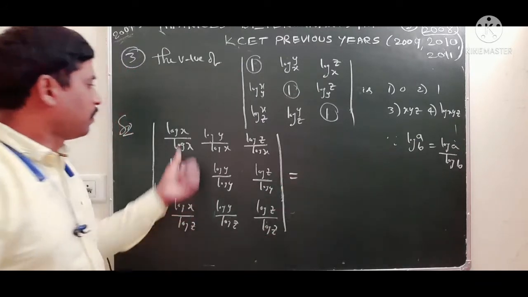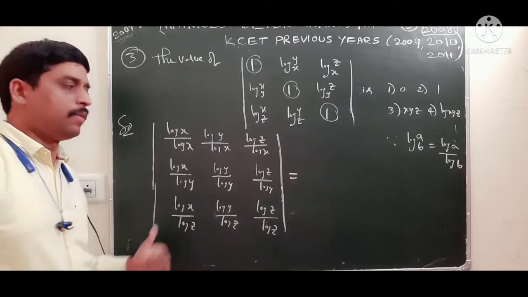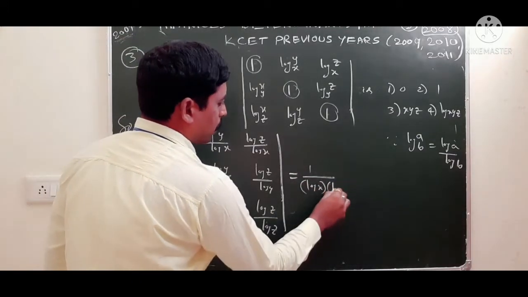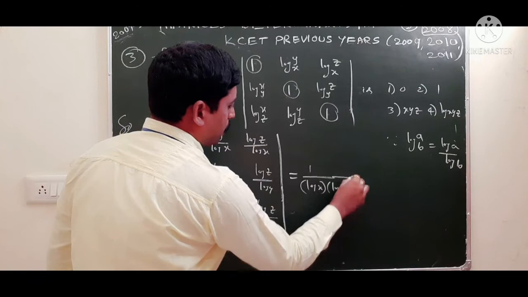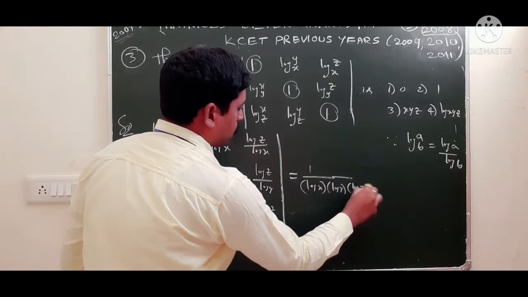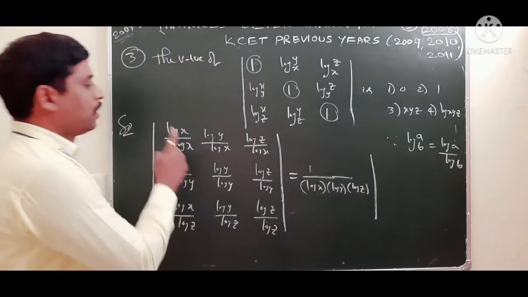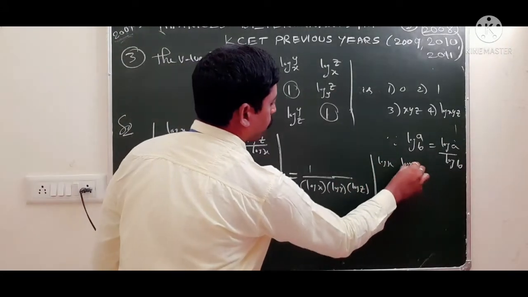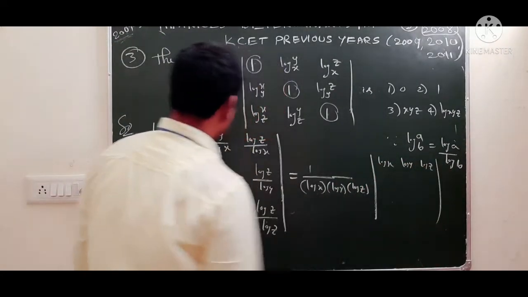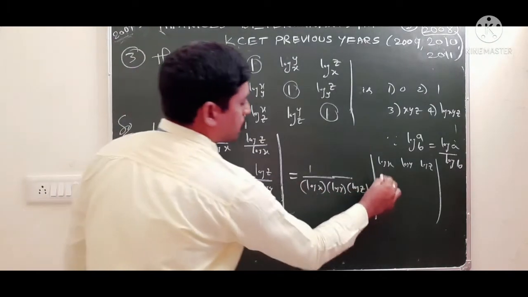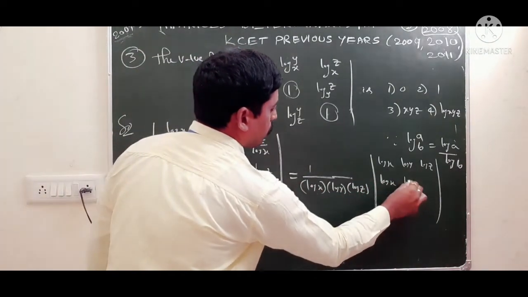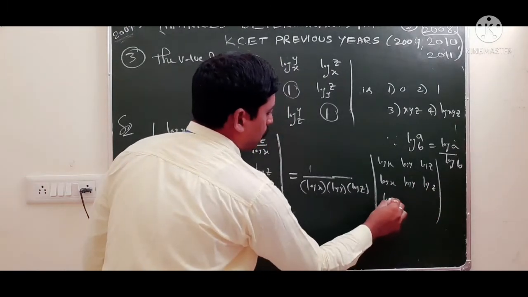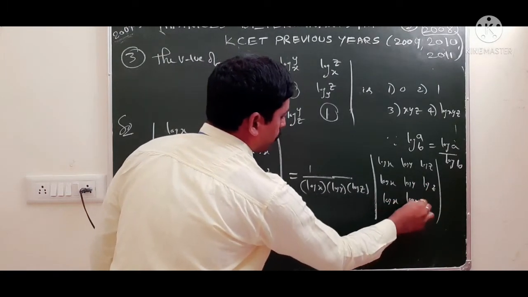So let us take common 1 by log X, 1 by log Y, 1 by log Z. So 1 by log X into 1 by log Y into 1 by log Z. This will be log X, log Y, log Z. And in the second row also the same, log X, log Y, log Z. In the third row also the same, log X, log Y, log Z.